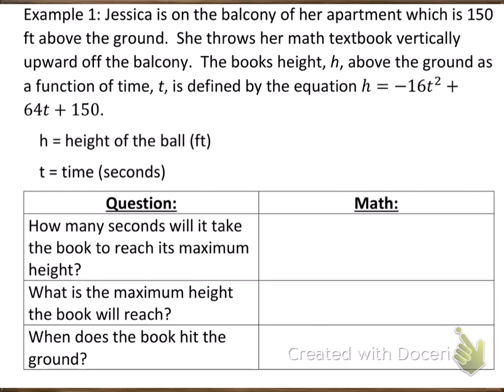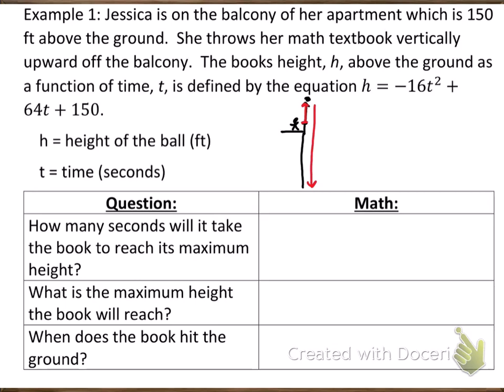So you can do really whatever you want, but one strategy here is to draw a picture of what's happening. We don't have that much room, so I'll just draw a little picture here. Let's say this is a balcony, and here's a tiny little stick figure of Jessica. She is throwing a book straight upwards. Here's the book, it's going to go up. It starts here, this is my initial height, and then it comes down and falls all the way to the ground.